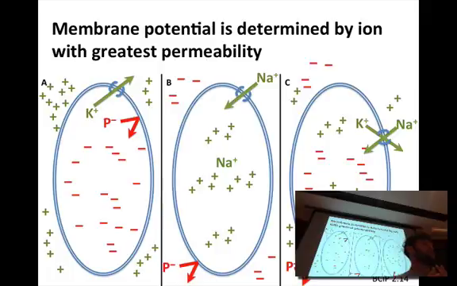Sodium is able to move across the membrane, and so it's going to start driving that membrane potential towards the equilibrium potential of sodium. Whatever ion is most permeable at that moment, that membrane is going to be moving towards its equilibrium potential. Okay?